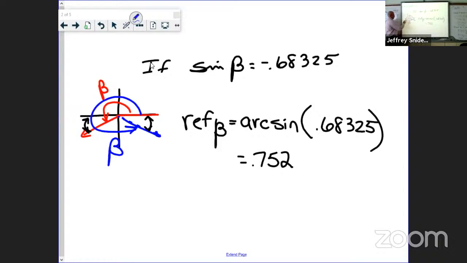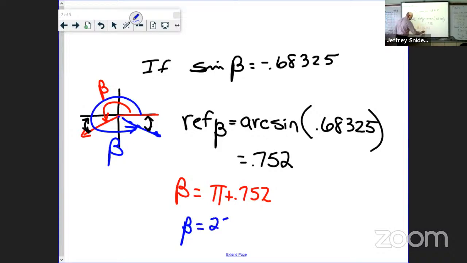So this one, the red one, how would I find the red angle? It would be pi plus 0.752. How would I find the blue beta? It would be 2 pi minus 0.752.